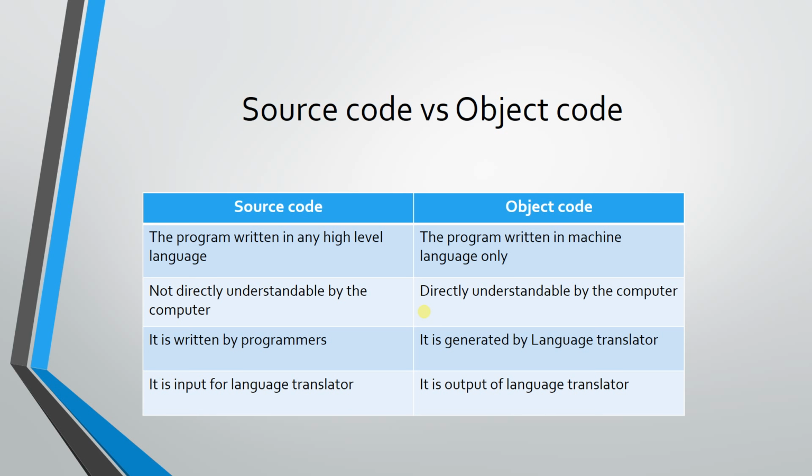What is object code? The program written in machine language only, so it is directly understandable by the computer. It is generated by a language translator. It is the output of a language translator. So, what is the difference between source code and object code? The source code is the program or the code which we understand, and the object code is the program or the code which the machine understands. Because object code is written in machine language and source code is written in any high level language.